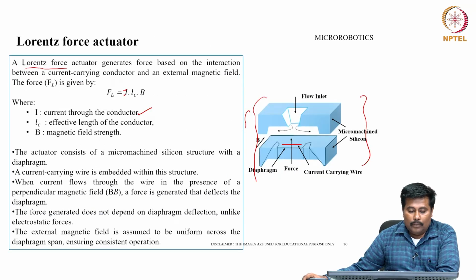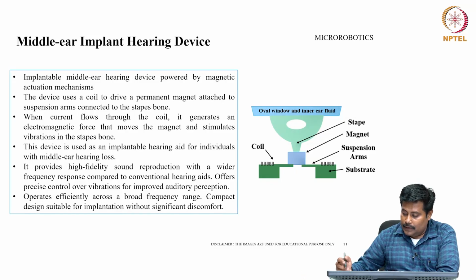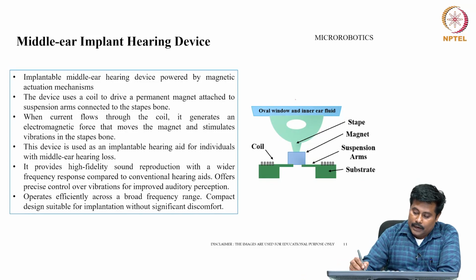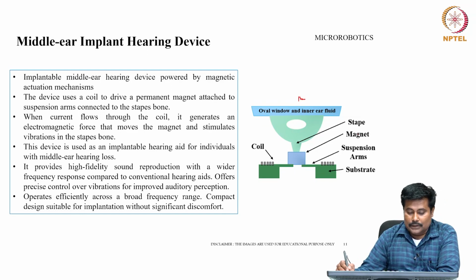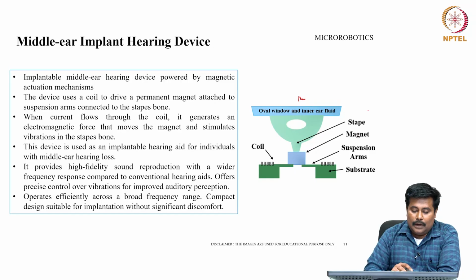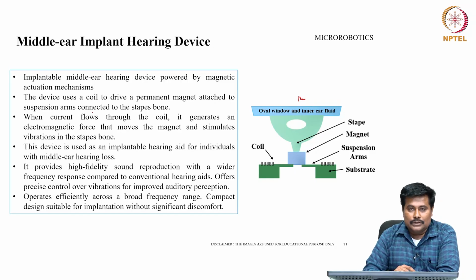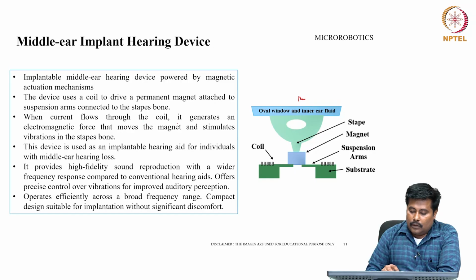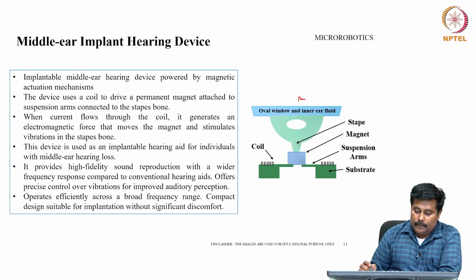Now, let us talk about the middle ear implant hearing device, which is a kind of micro robotic system where a magnetic based actuator is used. This implantable middle ear hearing device is powered by a magnetic actuation mechanism. The device uses a coil to drive a permanent magnet attached to the suspension arm connected to the stapes bone. When the current flows through the coil, it generates an electromagnetic force that moves the magnet and stimulates a vibration in the stapes bone.